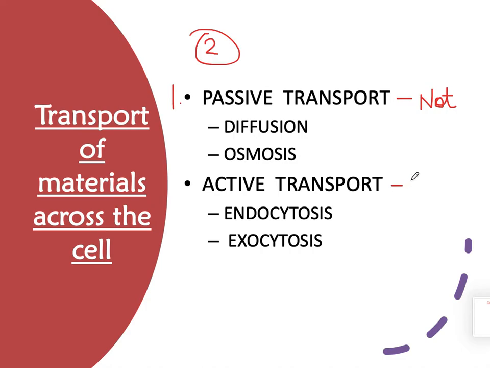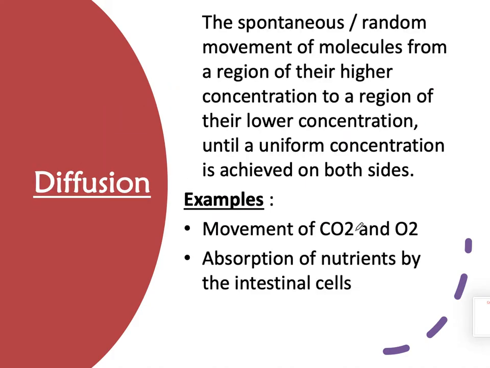And active transportation is when you are going to utilize energy. Alright, so in passive transport, we have diffusion and osmosis, which are very much in detail for your syllabus. We are going to discuss them in real detail. And then active transport, where we are going to utilize energy, like endocytosis and exocytosis. We will be discussing these two as well. So the very first type was diffusion.